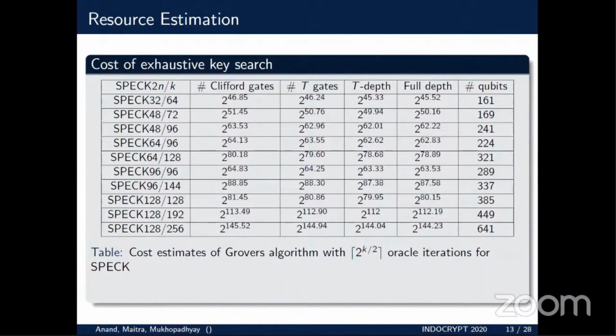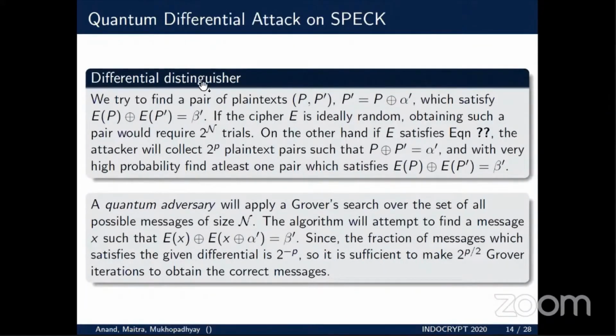And in the second part, we implement quantum differential attacks. The first thing we did is to find if we can find a differential distinguisher using Grover's algorithm. In the distinguisher, we try to find a pair of plaintexts which satisfy this. If the cipher is random, obtaining such a pair would require 2 to the power n trials. But if it satisfies a certain property, then it would require only 2 to the power p plaintexts. For the quantum adversary, if there are p plaintexts, the probability of obtaining a trail is p, and we would only require 2 to the power p by 2 Grover's iterations.